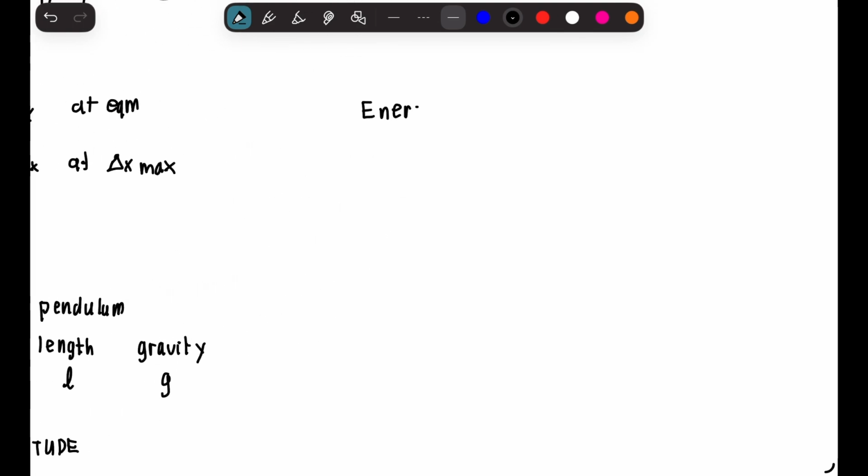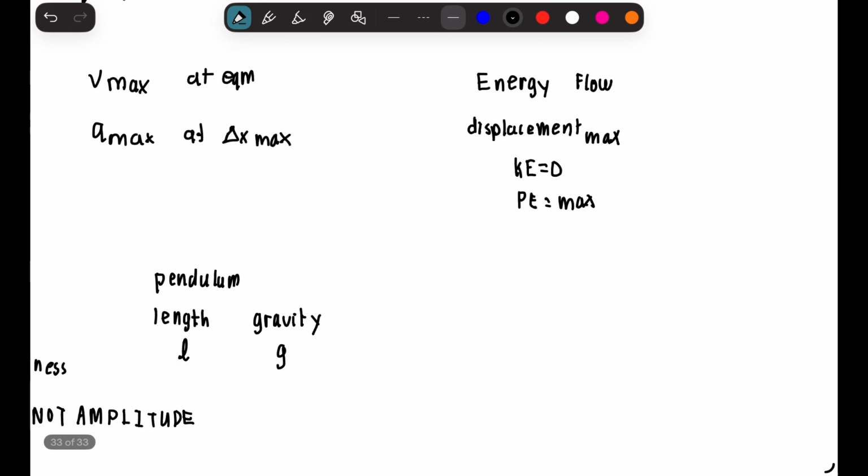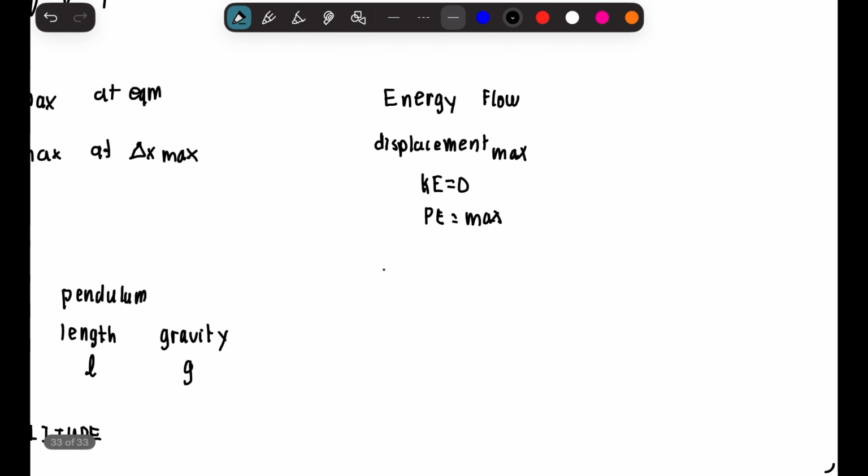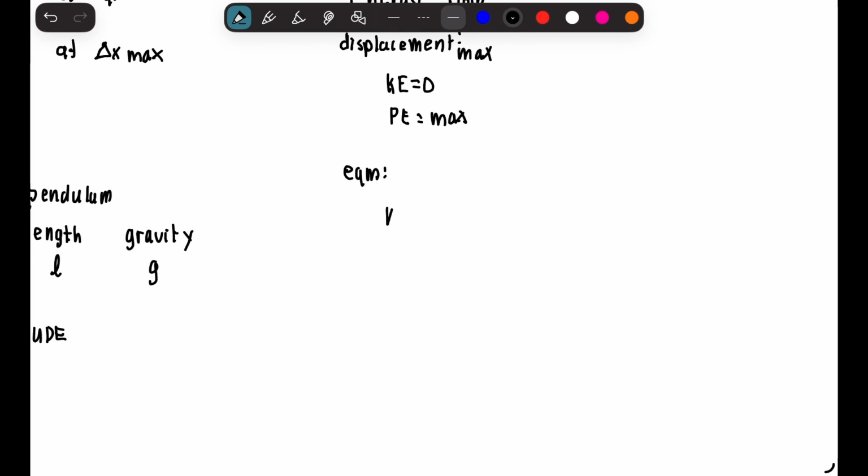Let's quickly talk about the energy flow. At your displacement max, kinetic energy is equal to 0. Potential energy is max. Again, at your equilibrium, kinetic energy is going to be max. Potential energy is equal to 0.